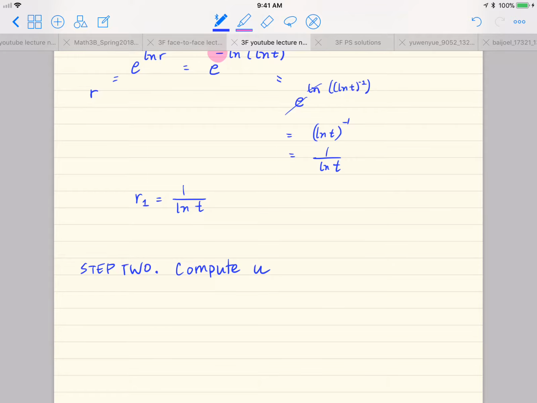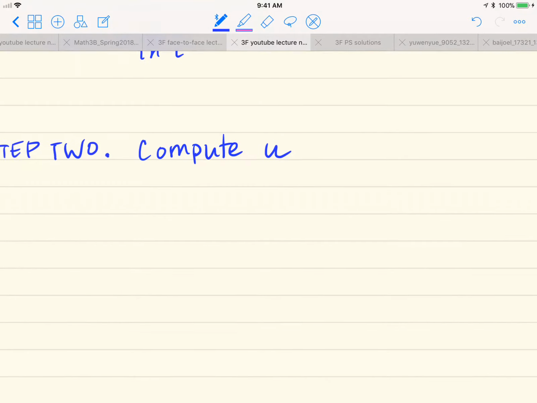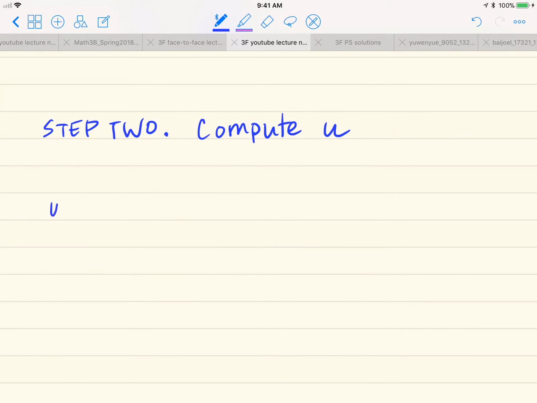Okay, how are we going to compute u? Well, we know the formula for u. The formula for u is that, remember, u prime equals q over y1. That's what we're kind of remembering.